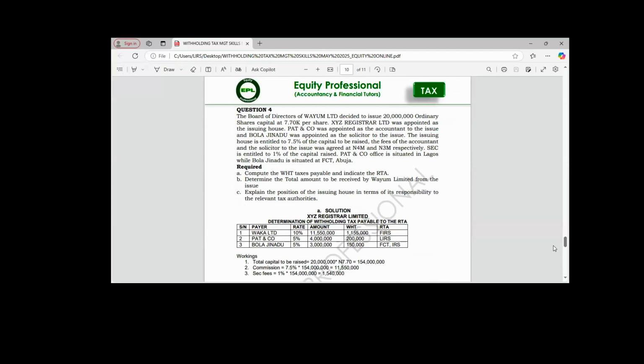We have the question that the board of directors of Wahum Limited decided to issue 20 million ordinary share capital at 7 naira 70 kobo per share. XYZ Register Limited was appointed as the issuing house. Pat & Co was appointed as the accountant to the issue, and Bolaji Jinodi was appointed as the solicitor to the issue. The issuing house is entitled to 7.5% of the capital raised. The fee of the accountant and the solicitor to the issue was agreed at 4 million naira and 3 million naira.